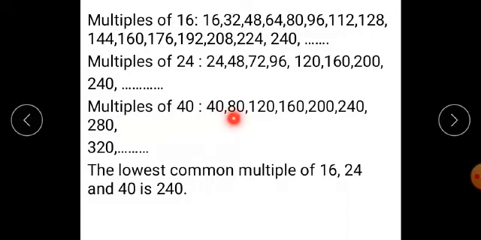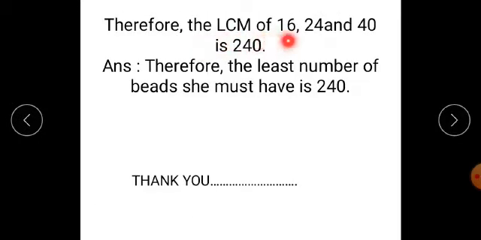Multiples of 40 are 40, 80, 120, 160, 200, 240, 280, 320, and so on. Now, the lowest common multiple of 16, 24, and 40 is 240. Therefore, the LCM of 16, 24, and 40 is 240. Therefore, the final answer: the least number of beads she must have is 240. Students, you have to complete this work.